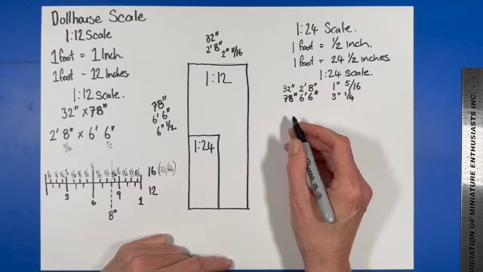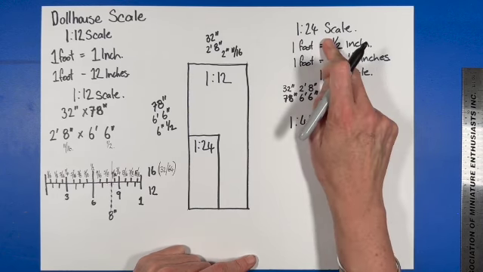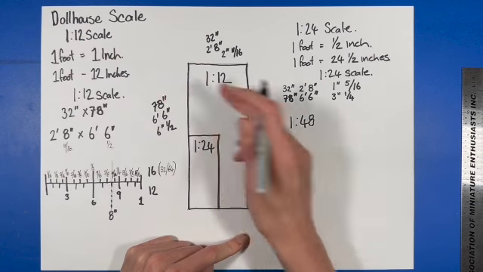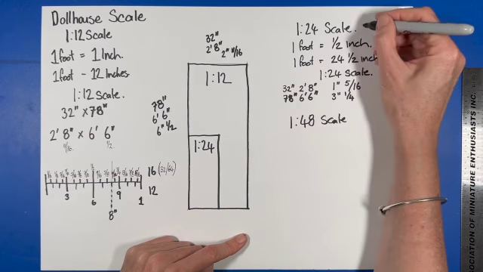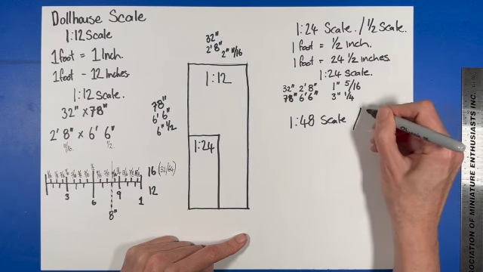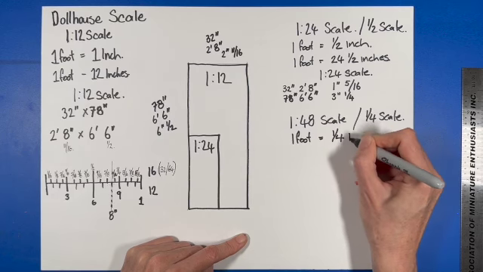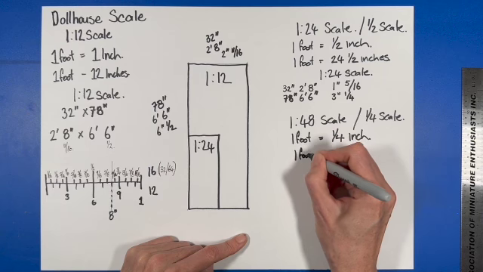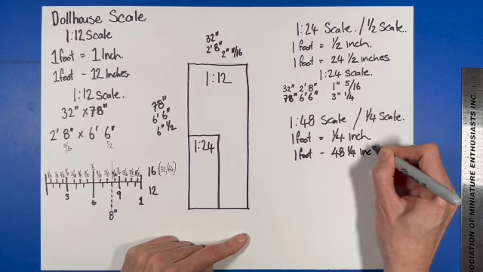Okay, so last scale is 1/48, which is half of 1/24 and a quarter of 1/12. I think this is going to give it a bit away. So 1/24 scale is also known as half scale. 1/48 is also known as quarter scale. So 1 foot equals 1/4 of an inch. And how do we get to the 1/48? So 1 foot is made up of 48 quarter inches.